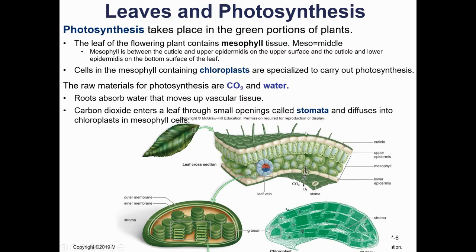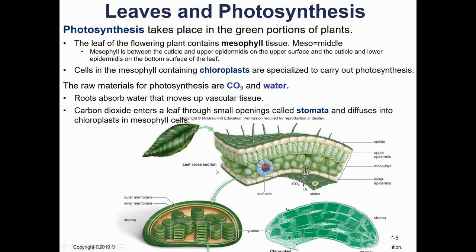There's the cuticle, a kind of waxy coating that protects the plant from water loss. And then the upper epidermis and the lower epidermis, so that first layer of cells. And then in the middle of that is the mesophyll. And here is where we see all of our chloroplasts, where the plant's going to get its color.